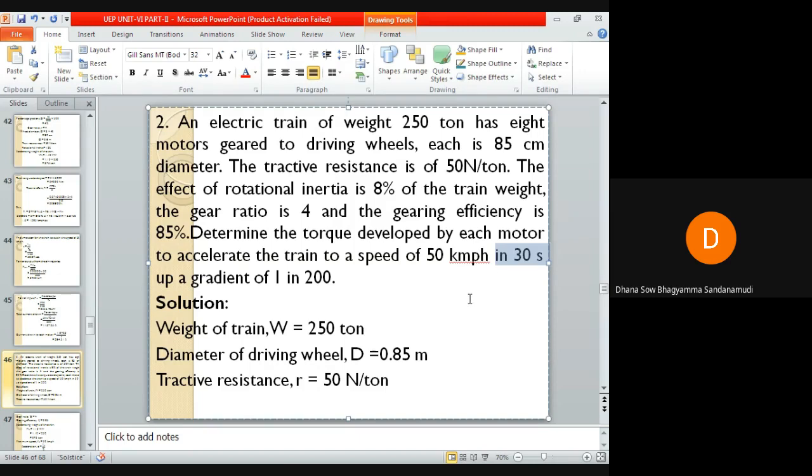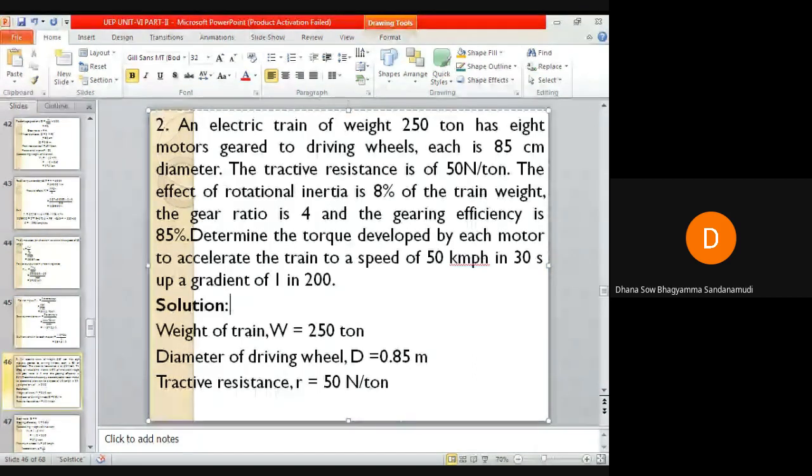T1 is equal to what? Vm by alpha. You can easily calculate alpha is equal to 50 by 30. And gradient is given 1 in 200. If you want percentage gradient, you can calculate 1 by 200 into 100. Our aim here is to determine the torque developed by each motor to accelerate the train to a speed of 50 kilometers per hour in 30 seconds. That's our aim here. So just write down the question. As soon as you complete, inform.